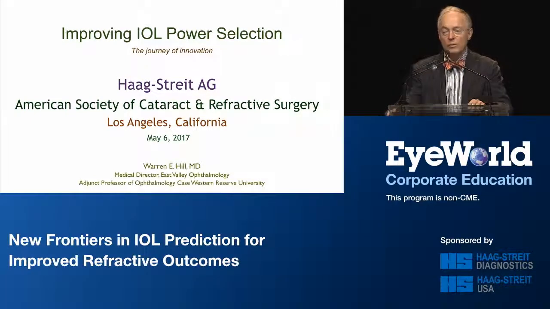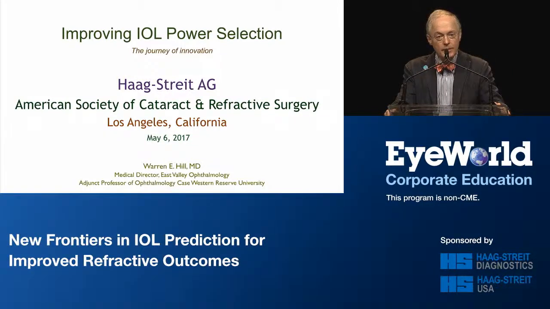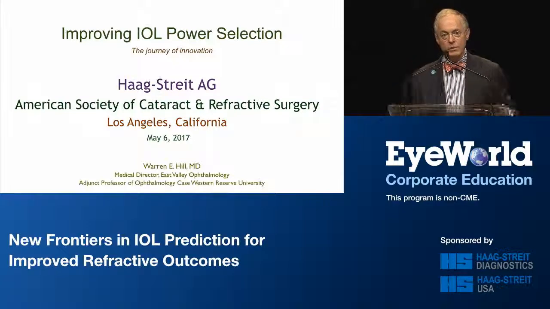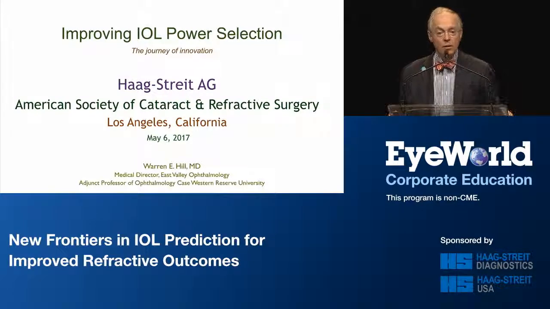As you know, Warren has developed the Hill-RBF formula, coming from a completely different direction and offering something that I think has been a huge contribution to our clinical practice. Warren is going to talk to us about the formula, how it evolved, and give us a little more feeling of not only what it can do now, but, because of its self-validating nature and its ability to be expanded, where it can take us in the future. So, Warren.